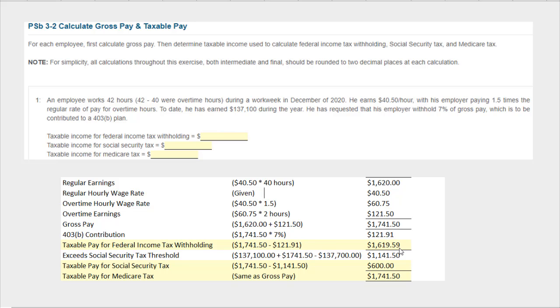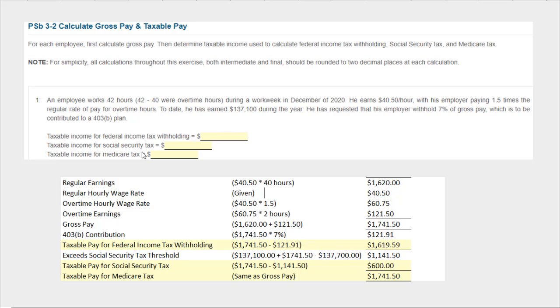That's the taxable income or taxable pay for federal income tax withholding. The amount of income that's taxable is less than what was earned, the gross pay. Gross pay was what was earned, but not all of it is subject to tax because a portion of it was contributed to retirement plan, and therefore the amount that's taxable is less than the gross pay. Next, we need to find out what is the taxable income for Social Security tax. So there's a tax called Social Security. And what is the income that is subject to this Social Security tax?